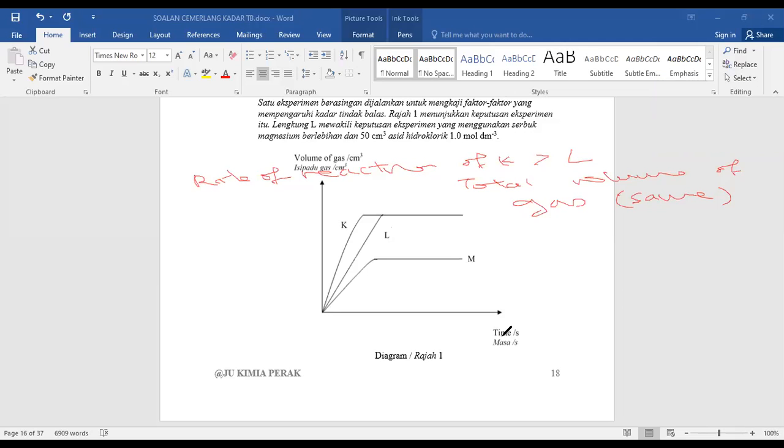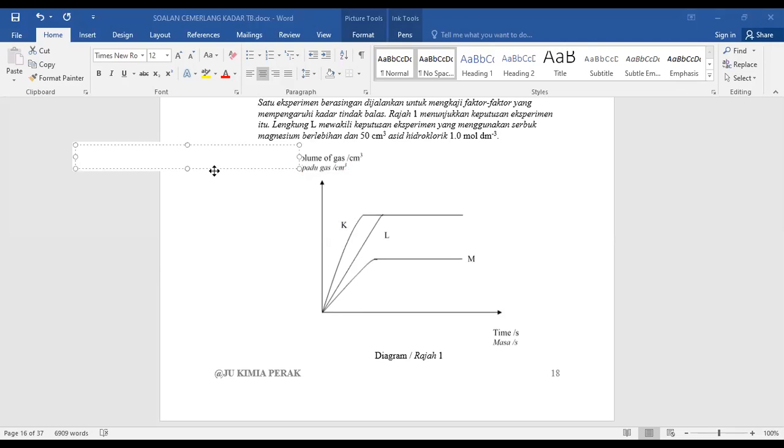Okay, now I'm going to explain to you. When you want a higher rate of reaction, we are going to look at the factors. Now, what are the factors that affect the rate of reaction? Number one will be the size. Okay, number two will be the temperature.